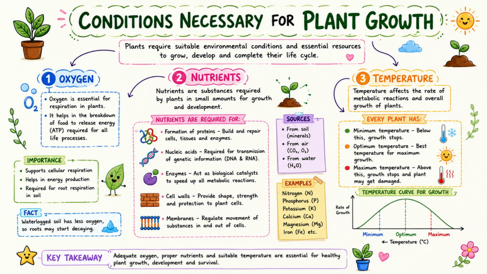Now let us understand the internal factors. The first internal factor is genetic factors. The genetic makeup of a plant controls many characteristics, including its growth pattern, size, development, and response to environmental conditions. The second internal factor is plant growth regulators. Plant growth regulators are chemical substances produced naturally by plants that control and coordinate different growth and developmental processes. Examples include auxins, gibberellins, cytokinins, ethylene, and abscisic acid. Therefore, healthy plant growth depends on a proper balance between external environmental conditions and internal factors.